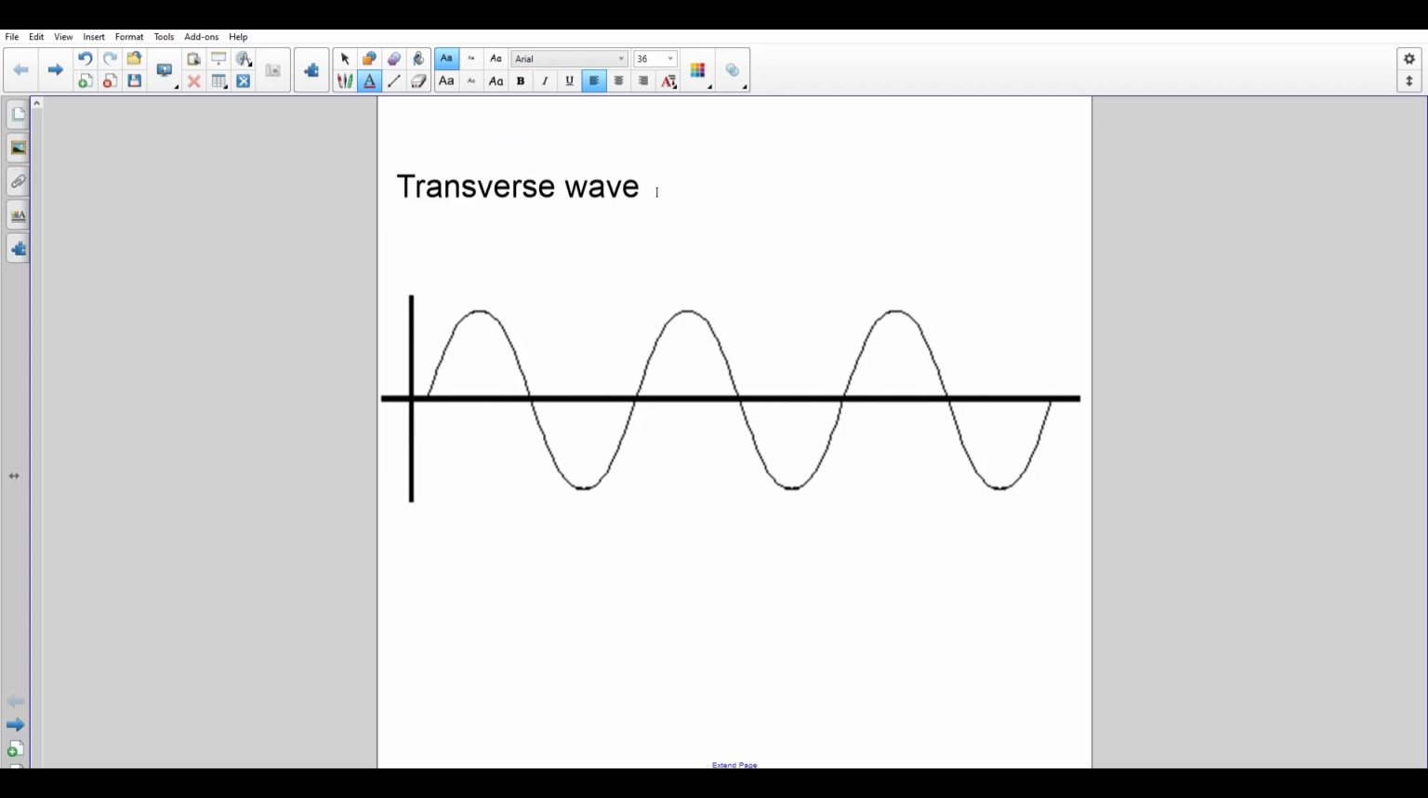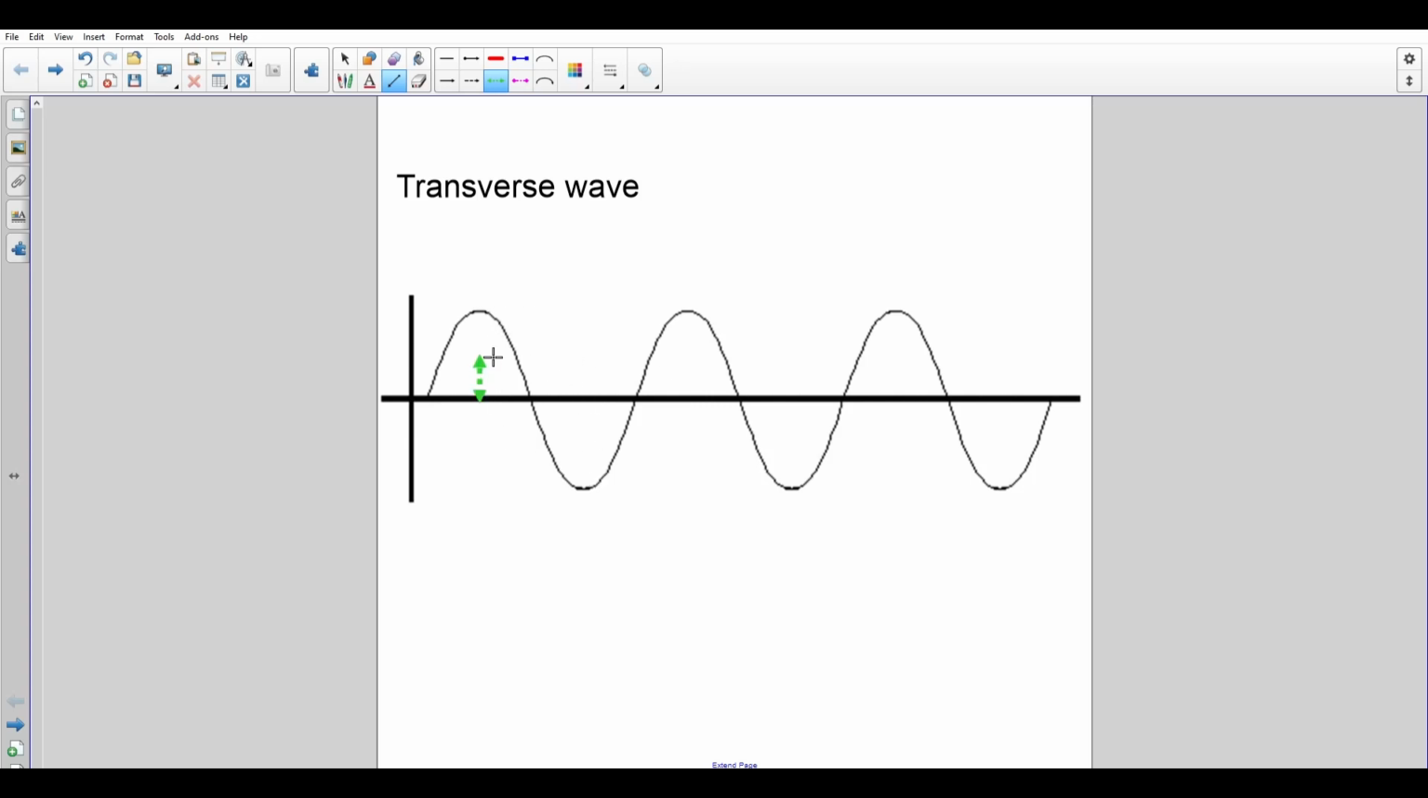So, transverse wave. If we wanted to label certain things on this, like we've been asked to label the amplitude and the wavelength, we need to know what they are first. So you should have got your definitions for amplitude and wavelength in your first section. And you should have something for the amplitude, like the height of the wave from the midpoint to the top of the peak or the bottom of the trough.